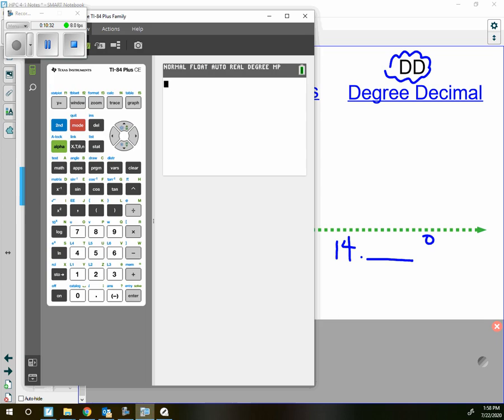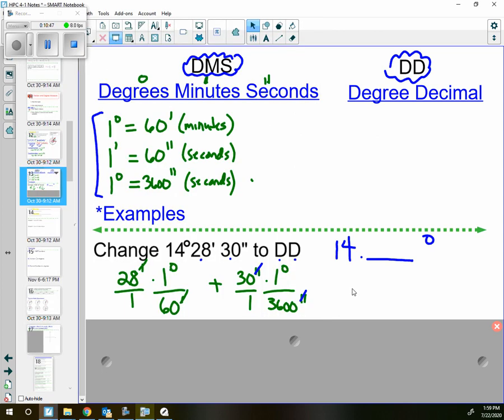So we're going to do 28 divided by 60 plus 30 divided by 3,600. And what we're going to end up with is 0.475. All right, so 0.475 is what part of a degree that would be. Now think about it just in terms of time. 28 minutes, 30 seconds is a little bit less than half of an hour, right? Which is a little bit less than 0.5, and yeah, 0.475.